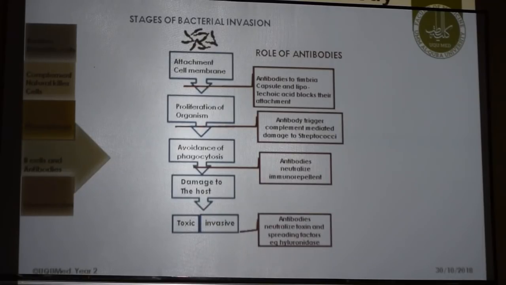And finally, antibodies neutralize toxins. So if the bacteria has bound, started producing, multiplied, invaded the tissue, or is staying there and started producing toxins, these antibodies can neutralize the toxins produced by the bacteria.